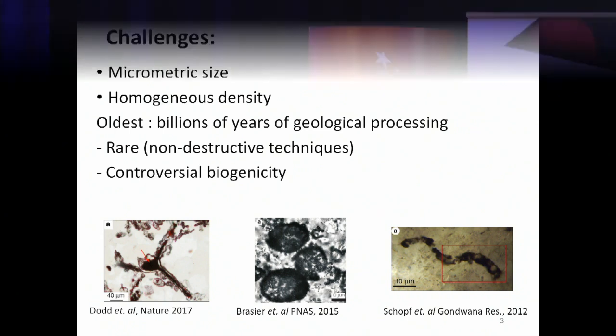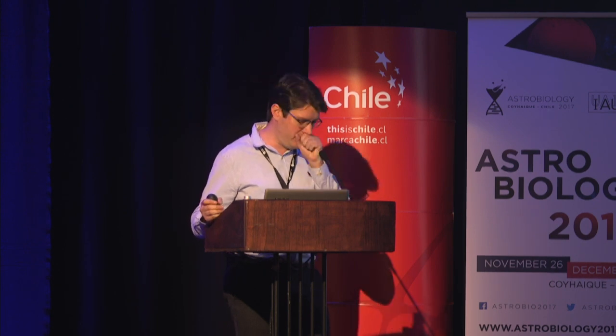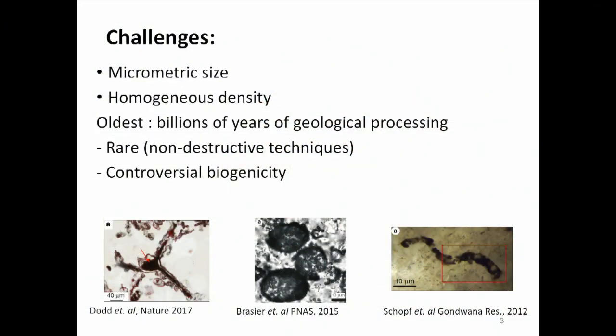That's what we call taphonomy, which is a whole field of research, and this has to be taken into account so that we can separate what is biological and what is not biological. They can be very rare, and that's just because the very old rocks are rare, and microfossils preserved in there are even more rare. And they have, most of the time, very controversial biogenicity. Sometimes it's just a round structure that we try to associate with a cell or something like that.